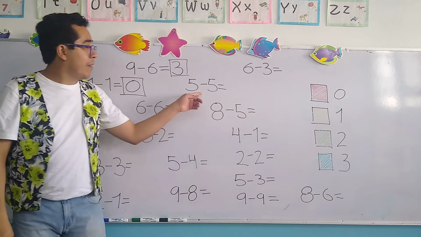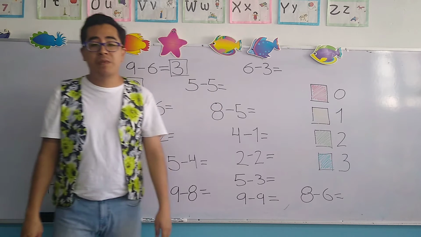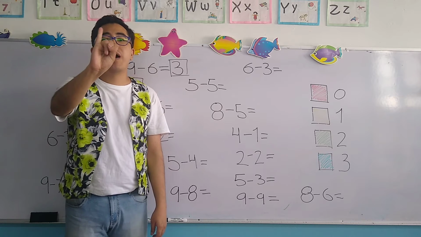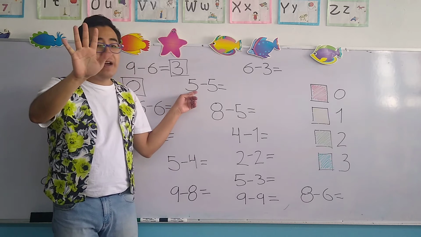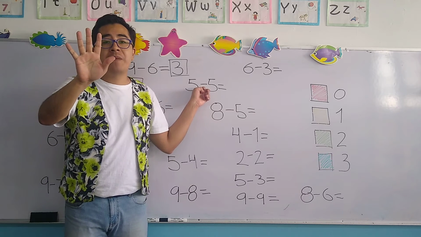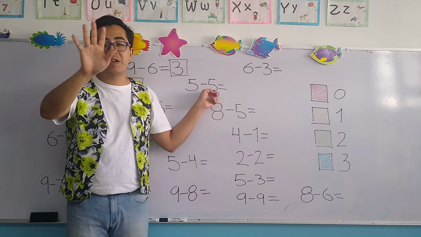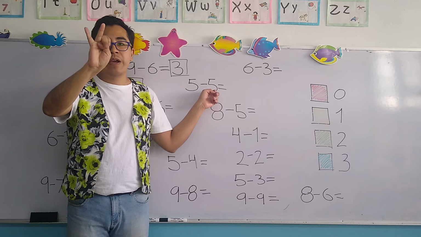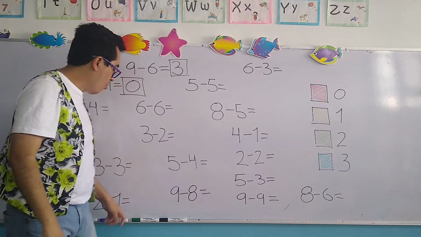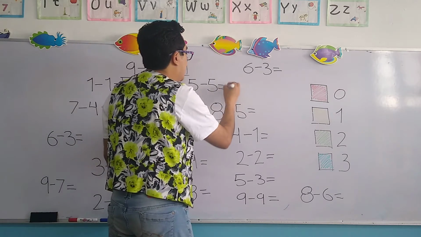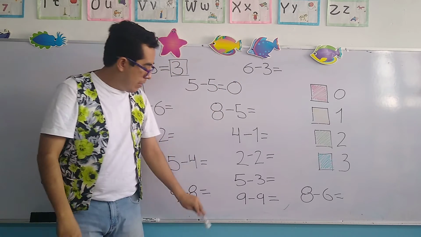Next to, al lado, we have 5 minus 5. That means, first of all, we have to add 5 fingers. 1, 2, 3, 4, and 5. Now, 5 minus, remember, we have to remove, tenemos que quitar, minus 5, tenemos que quitar 5. 1, 2, 3, 4, and 5. So what's the result? 0. Once again, number 0. And up, arriba, let's see the subtraction.